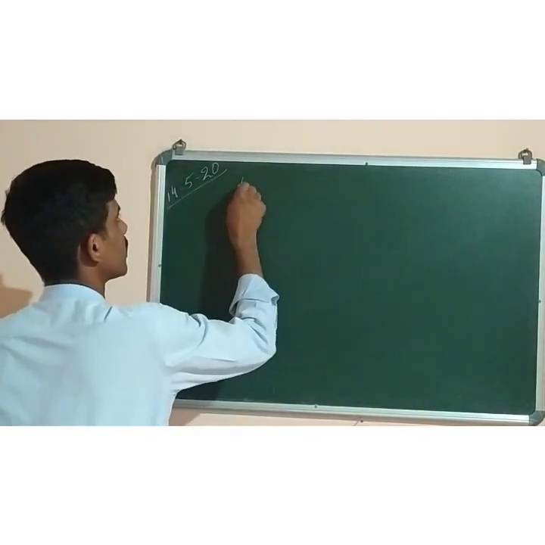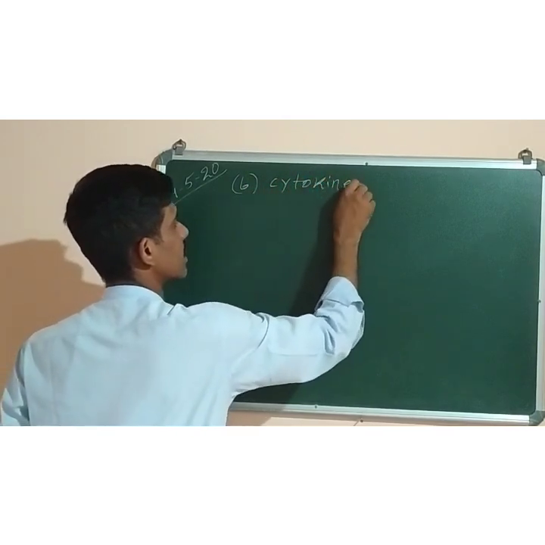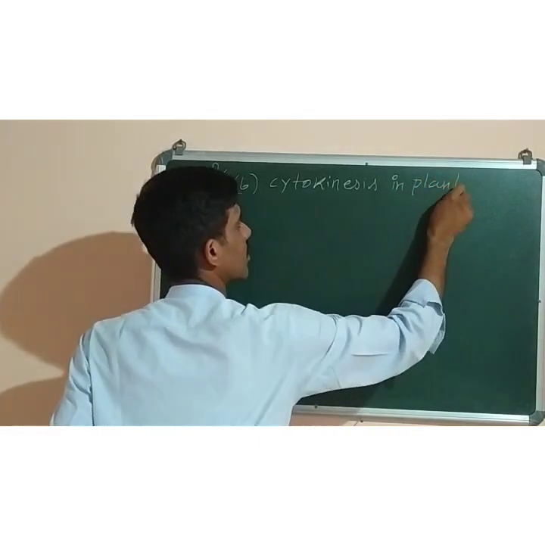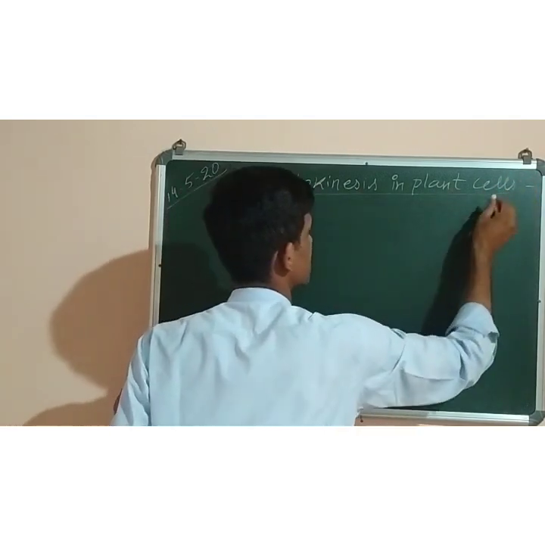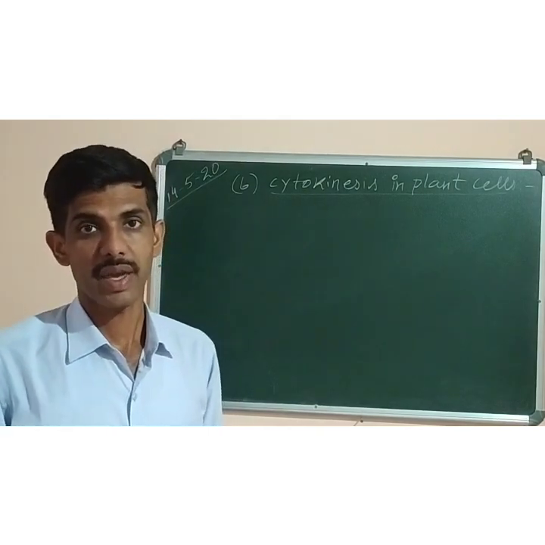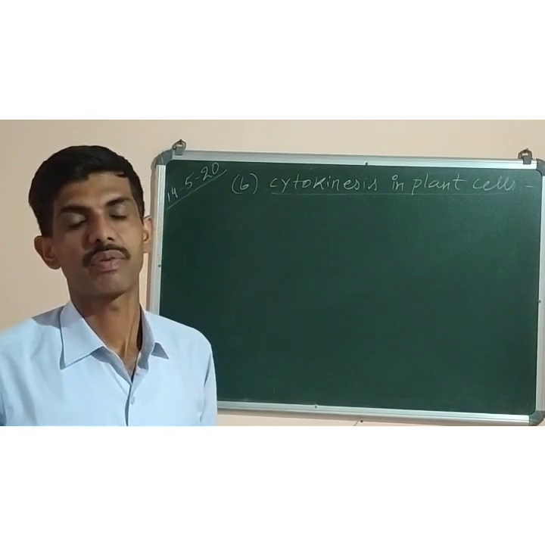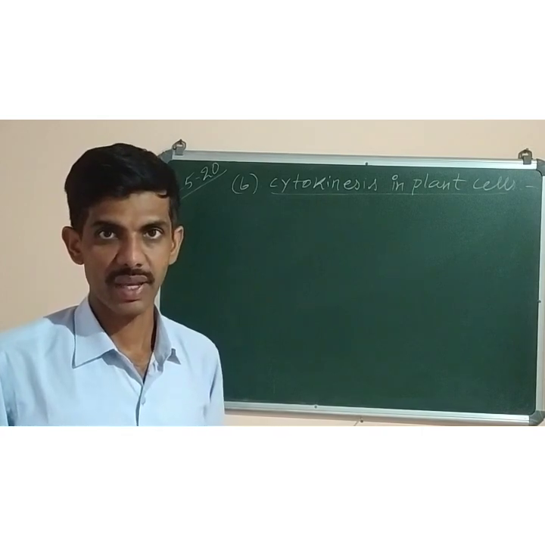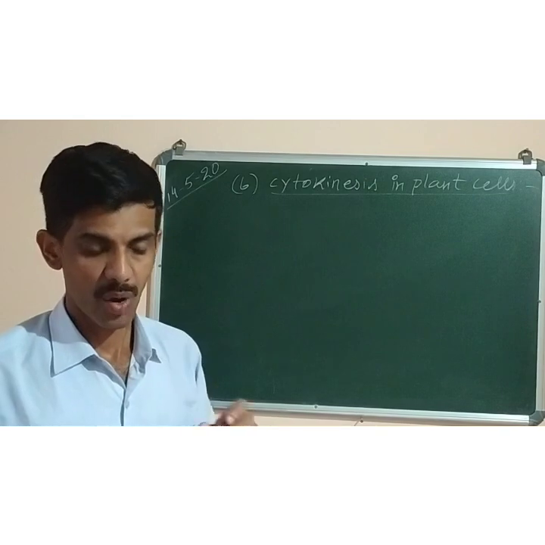Now number B, cytokinesis in plant cell. Now how is cytokinesis done in plant cells? Okay, in case of higher plants, there is a special mechanism for the process of cytokinesis. So we'll write it in points first, and then along with the diagram you can understand how it happens.